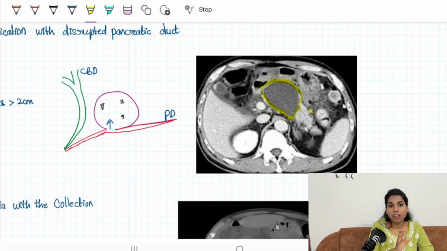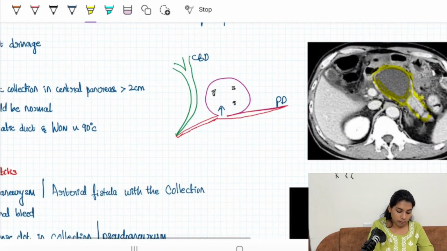So, on imaging, how will you tell that this is disconnected pancreatic duct syndrome? As discussed, there is a necrotic collection in the center part of the pancreas. This collection should be of a size more than 2 centimeters. You should have a distal pancreas which is normal. And then on an MRCP, you should be able to demonstrate a communication between the pseudocyst and the pancreatic duct, and the angle should be approximately 90 degrees. If all three conditions are satisfied, only then you can label it as disconnected pancreatic duct syndrome.